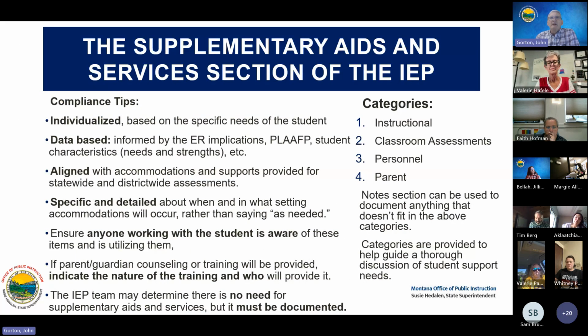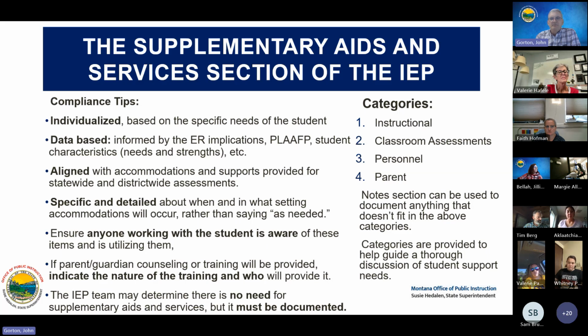Tips. You want to make sure they're individualized. You want them to be data-based. Pull some of that from the evaluation report, particularly if it's a new evaluation report. You could pull some of those from the implications. You can pull some ideas from that for suggestions for supplementary aids and services. They need to be aligned with the accommodations and supports provided for statewide and district-wide assessments. So you need to put those in there, not just under the statewide or district-wide assessments. It needs to be there as well.